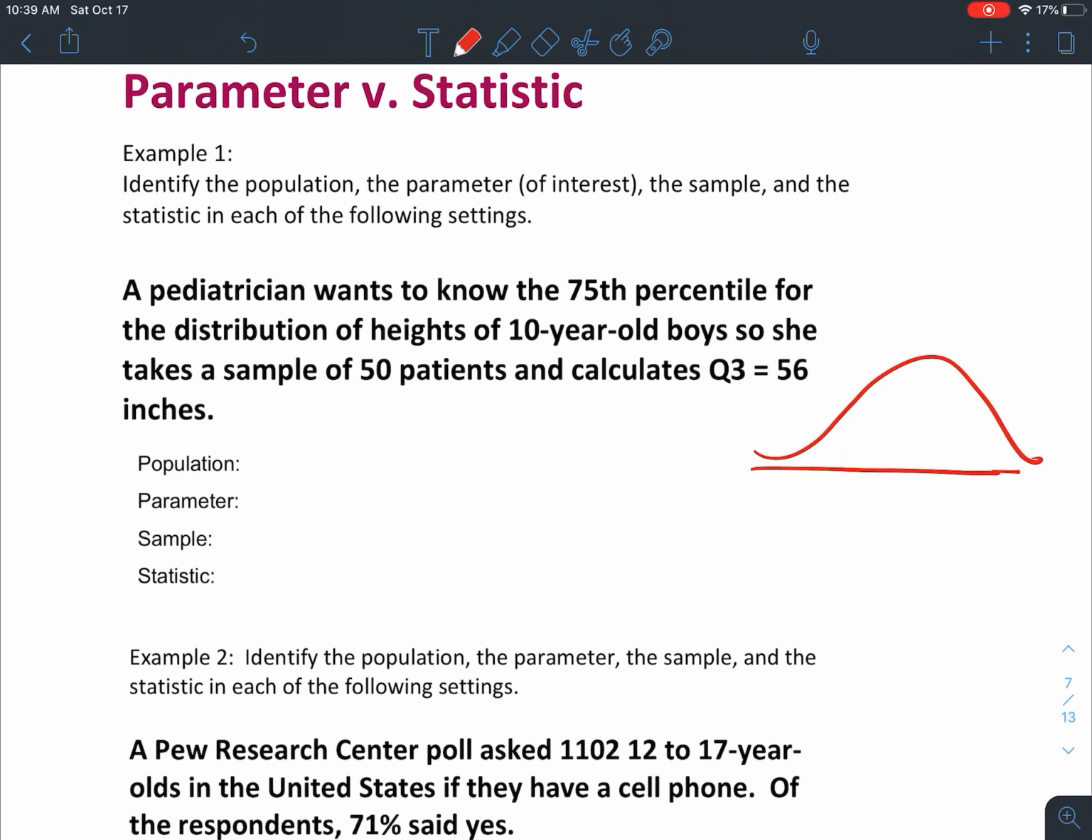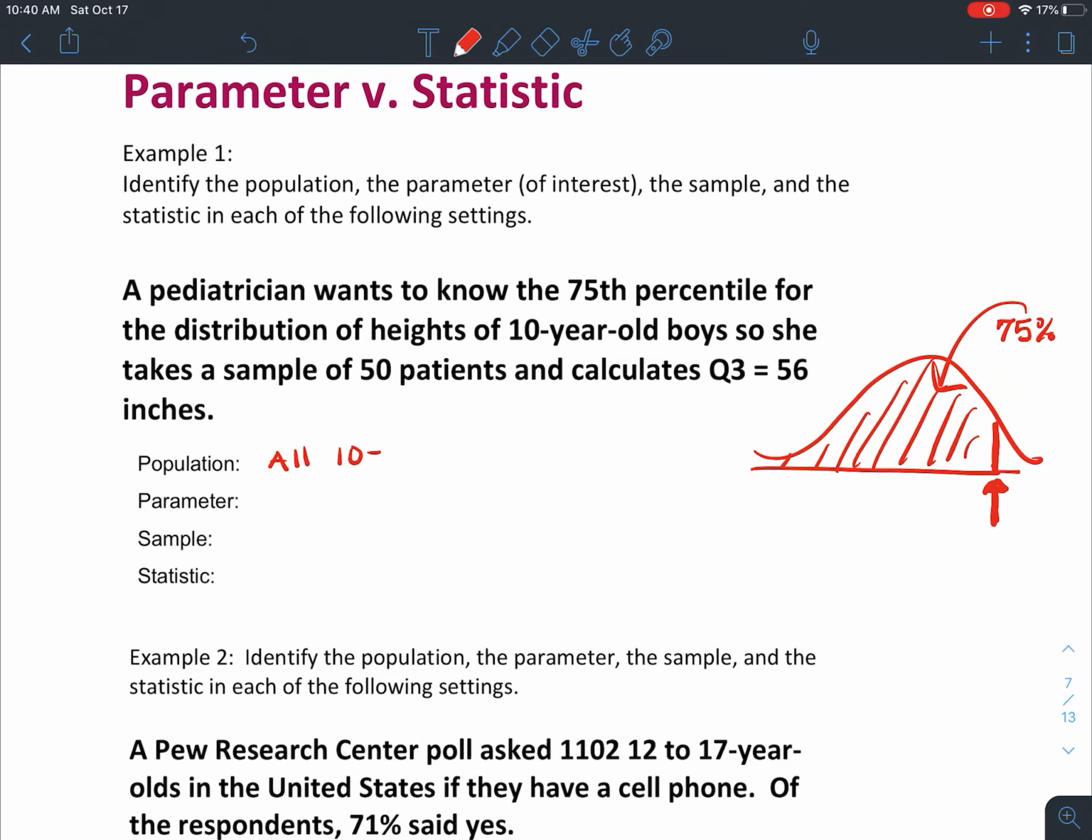Okay, please keep in mind that when we are talking about the 75th percentile, we're talking about heights, whatever value here would hold 75% of all the other heights below it. Okay, and so it feels like the population here, this pediatrician is really just looking at those in her practice. So we would definitely say that this is probably a convenience sample, unfortunately.